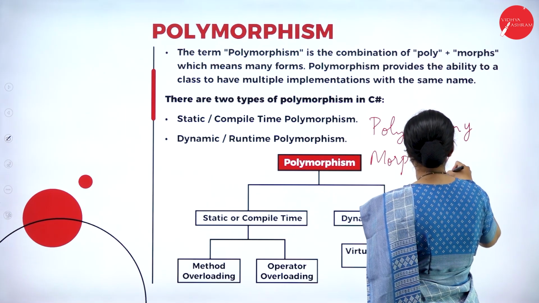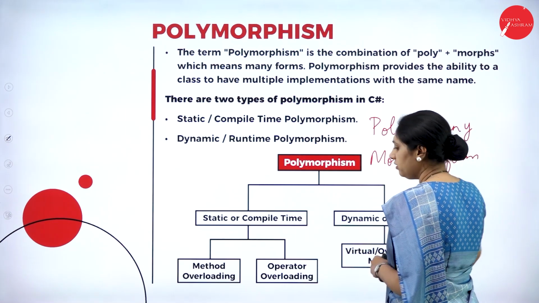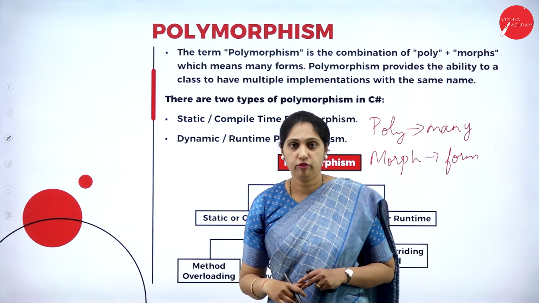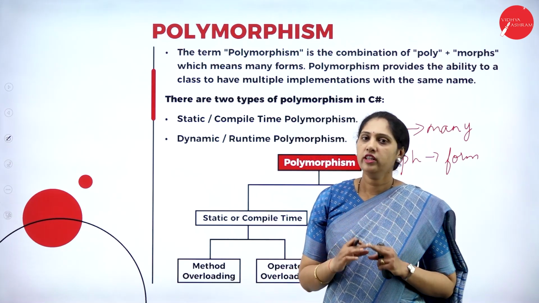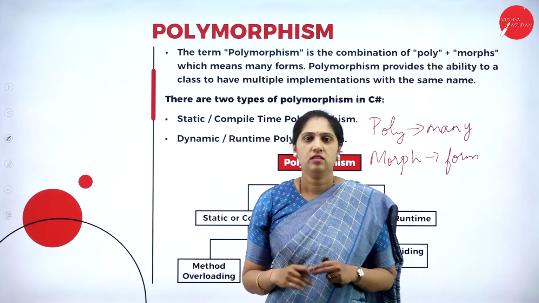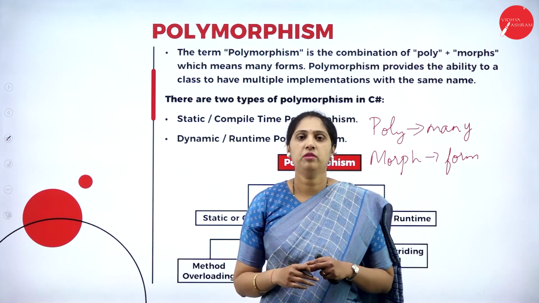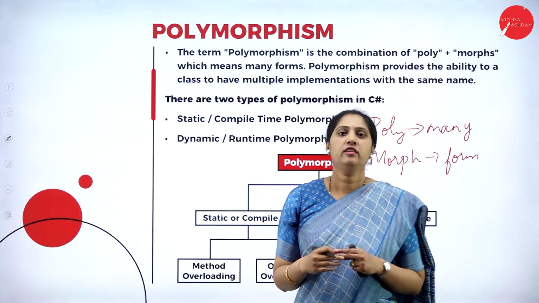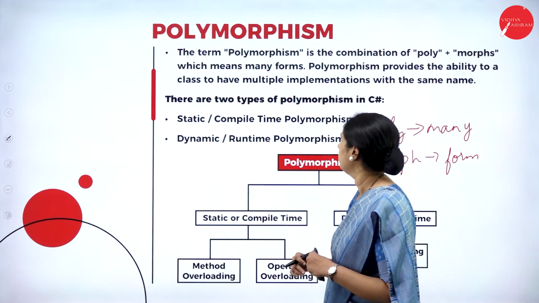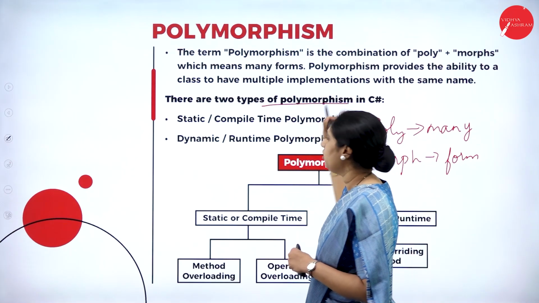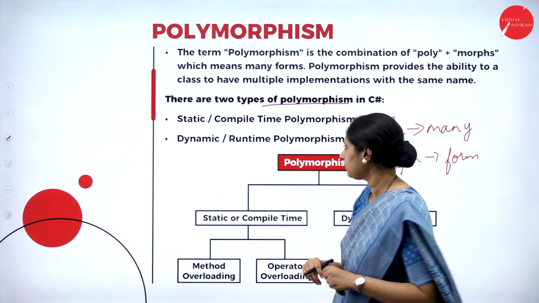Morph means forms. So polymorphism tells you it takes many forms. For example, if you take a student, he can take many forms. In college, he is a student. At home, he may be a son. For a friend or relative or whatever it is. That is polymorphism.